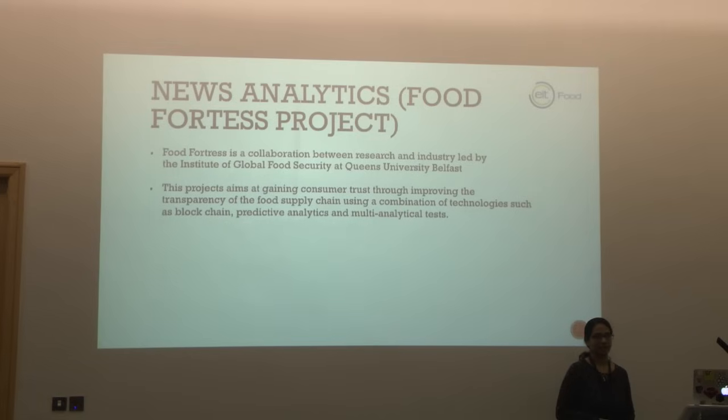And this is my project, News Analytics on the Food Fortress project. This is a collaboration between research and industry, and it's led by Queen's University. What we are trying to aim for is to get consumer trust in the food industry. The food supply chain is emerging, like whatever is happening around us, and we have to make sure that with current technologies like maybe blockchain or analytics, we are able to reduce the food adulteration which is happening. That's what we are trying to do with this particular project.